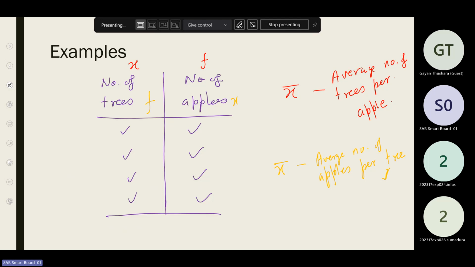Sometimes it is difficult to identify which one is your X and which one is your F. In that case, say, okay, if I take this way, how am I going to explain my X bar? Check both ways, and whichever sounds good, take that. This type of instance may arise, so take that way, look at it, and then decide. Okay. Right.